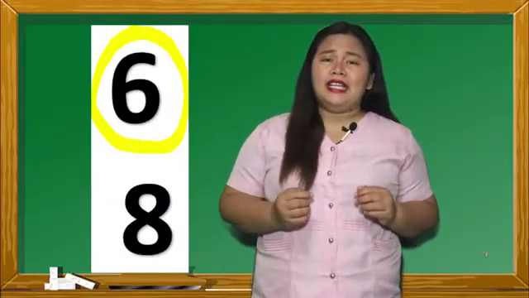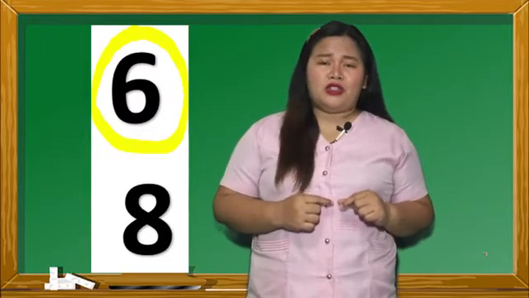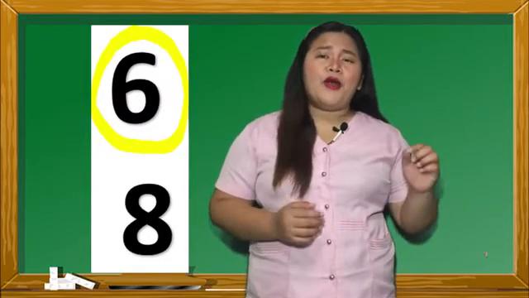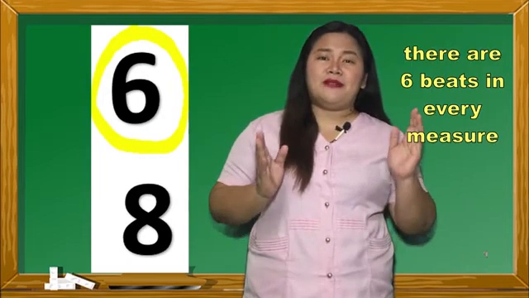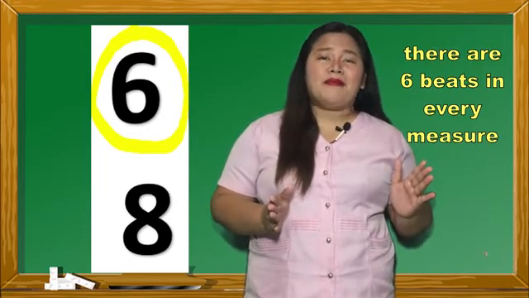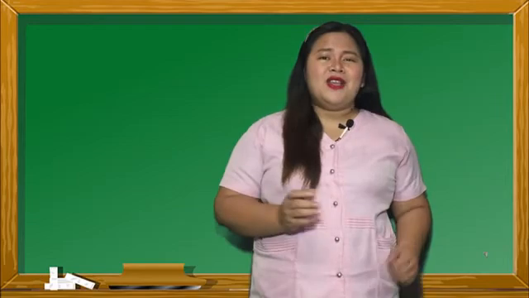And finally, 6/8 time signature has the upper number of 6. This means that the song has 6 beats in every measure. Hence, you notice that each song has a different number of beats in every measure.